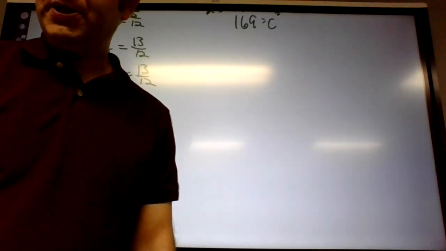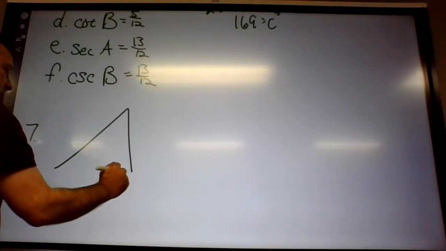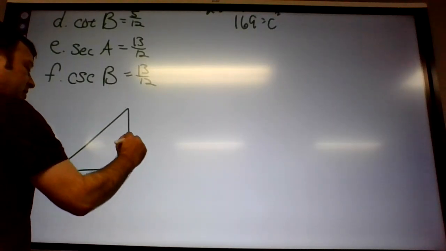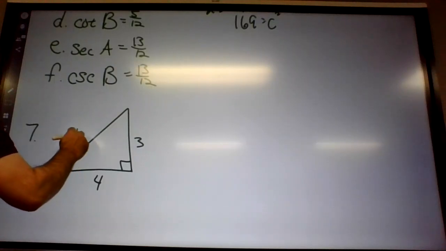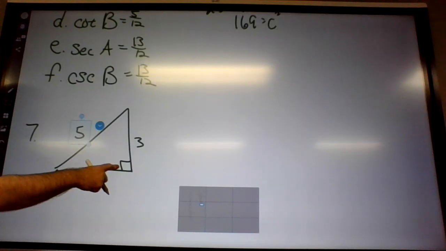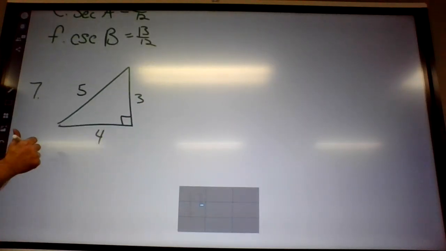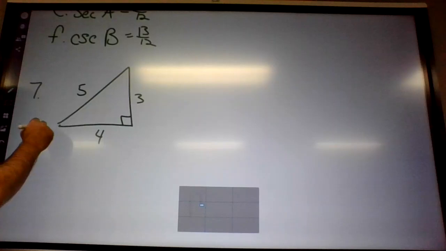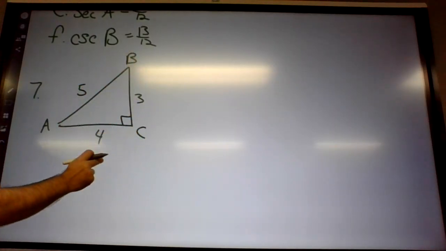Okay, number 7, find the acute angles of a 3, 4, 5 right triangle. Remember I said 3, 4, 5 is like the most common right triangle. 5 would have to be the hypotenuse. The hypotenuse is always the largest. The hypotenuse is always opposite the right angle. Okay, so it said find the two acute angles. Just for convenience sake, I'll call them A and B.